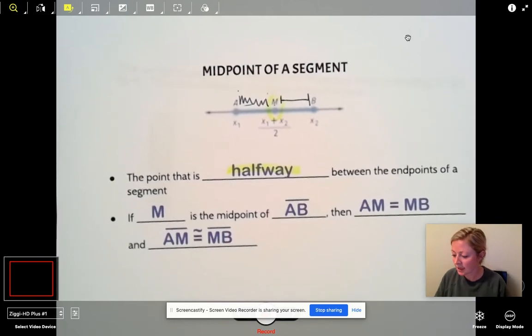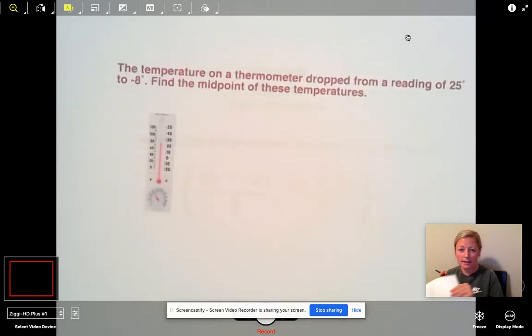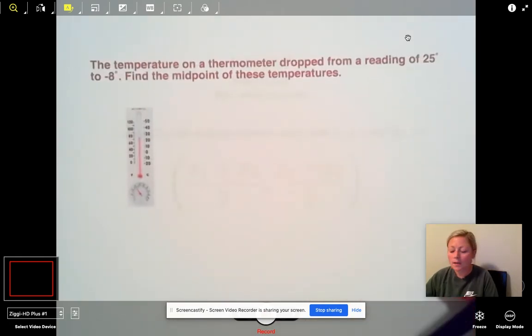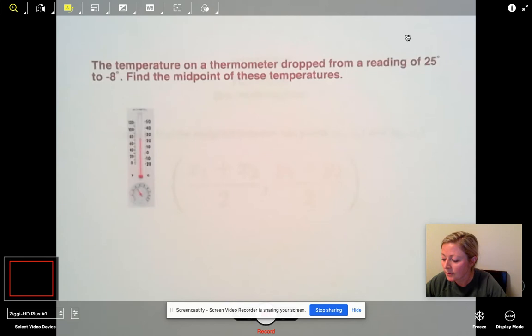So let's try a more simple example of finding the midpoint. It says the temperature on a thermometer dropped from a reading of 25 degrees to -8 degrees. Find the midpoint of these temperatures. What is our game plan? There are a few different ways you could do this.